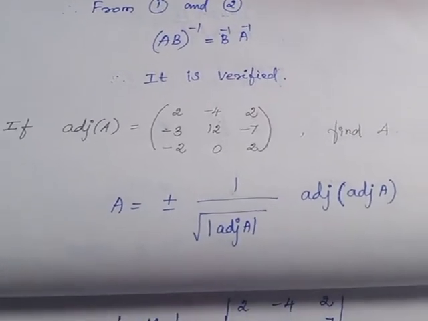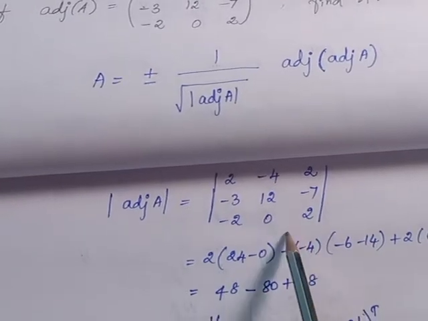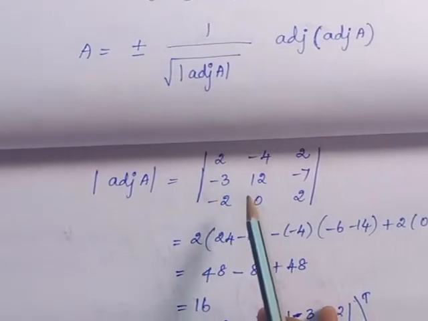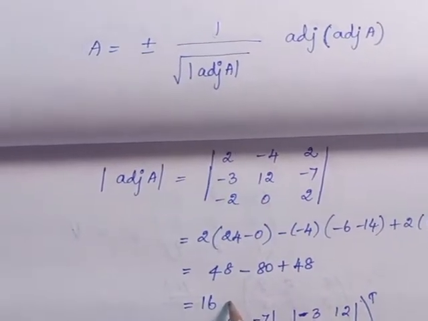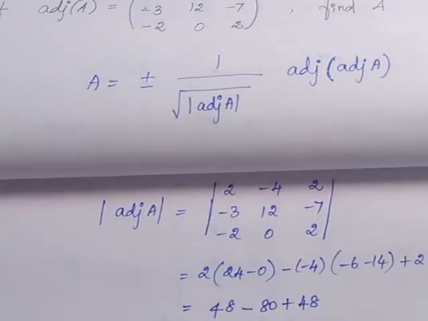So first we have to find the determinant of adjoint A, the determinant of the given matrix. We have to expand this matrix, and we get the answer 16. Next we have to find adjoint of adjoint A.